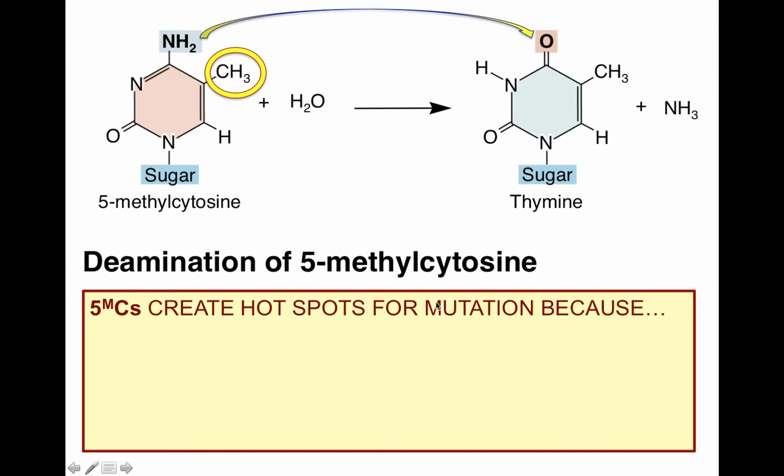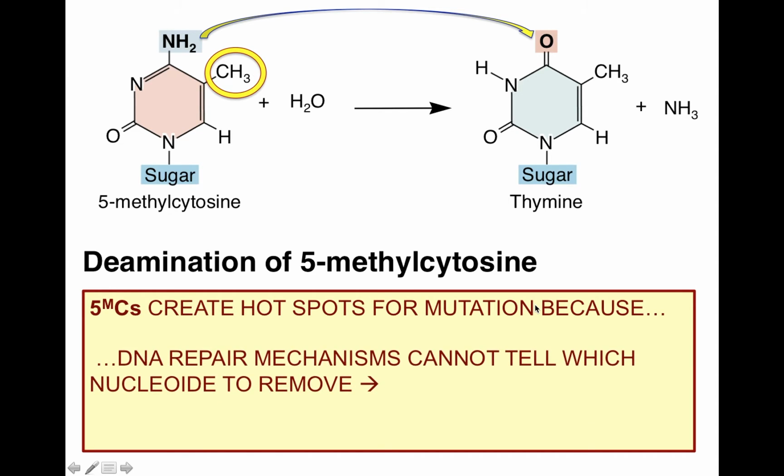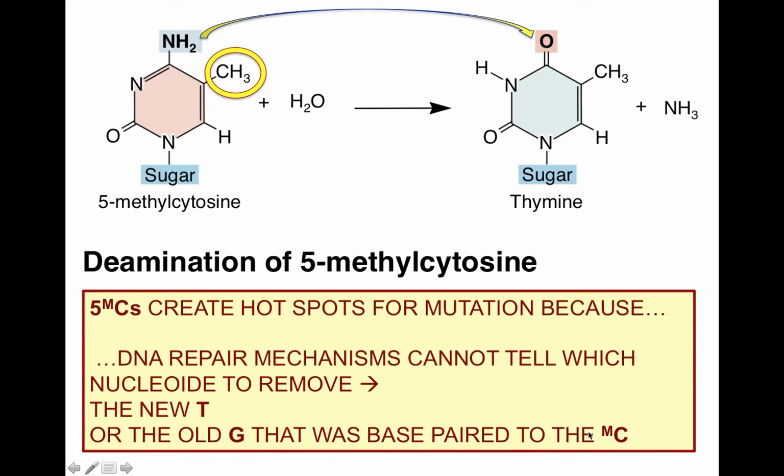5-methylcytosines create hotspots for DNA mutation because the DNA repair mechanism cannot tell which nucleotide to remove in a GT base pair. Is it the T that you've just created because you deaminated 5-methylcytosine? Or is it the old G that was base paired originally to the 5-methylcytosine? The repair mechanisms cannot discriminate which was the old and which was the new nucleotide. So there's a 50-50 chance that you'll remove the wrong one and create a mutation.